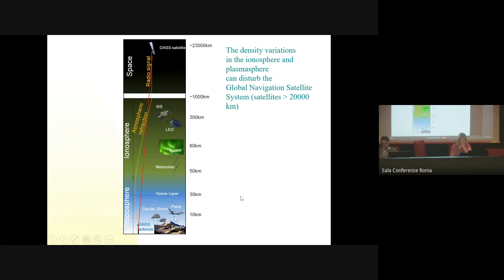That's for the ionosphere. Thus, for the plasmasphere, it will also disturb, just for instance, the signal for the global navigation satellite system, because these satellites are located above 20,000 kilometers of altitude, and thus the GPS are not only affected by the ionosphere itself, but also by all the plasmasphere density.